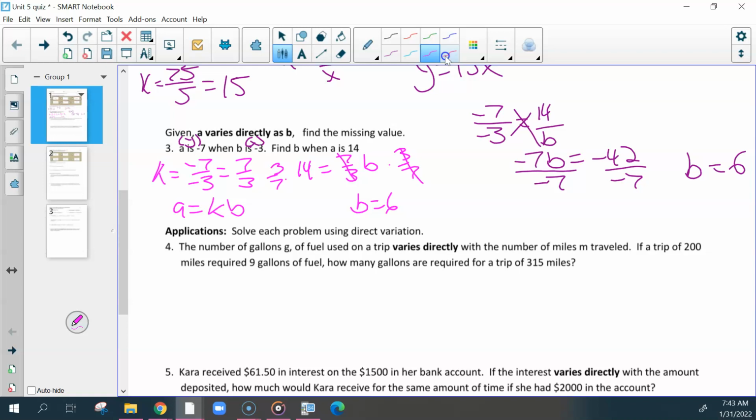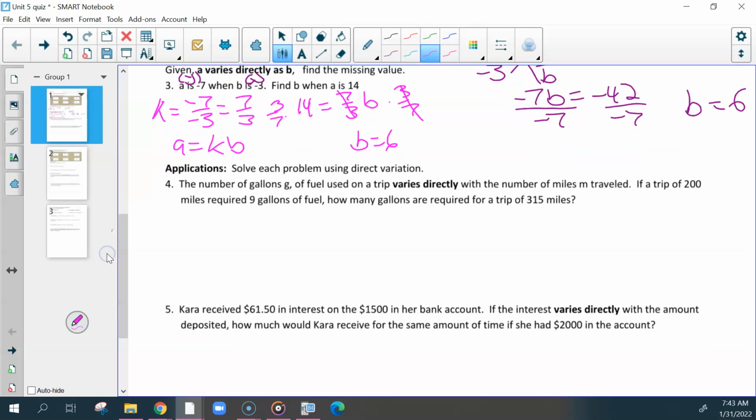For number 4, again, you could have set it up either way. This way, I'll start with finding K. If it gives you variables, use those variables. So for this one, it used G and M. So in this case, you need your equation, G equals Km. If we're finding K, that's going to be G over M. So we would need 9 over 200.